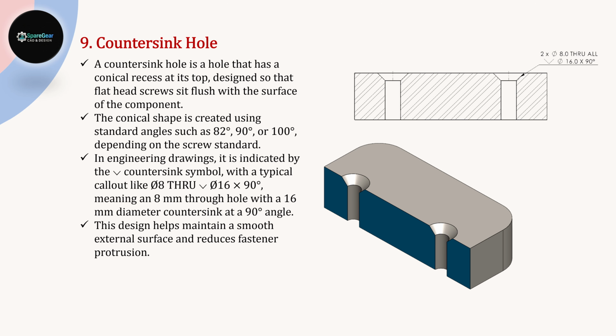A countersink hole contains a conical recess at the top of the hole. This design allows flathead screws to sit flush with the surface of the component. Typical countersink angles used in engineering are 82 degrees, 90 degrees, and 100 degrees. Countersink holes are commonly used in sheet metal assemblies, aerospace structures, and machine covers.